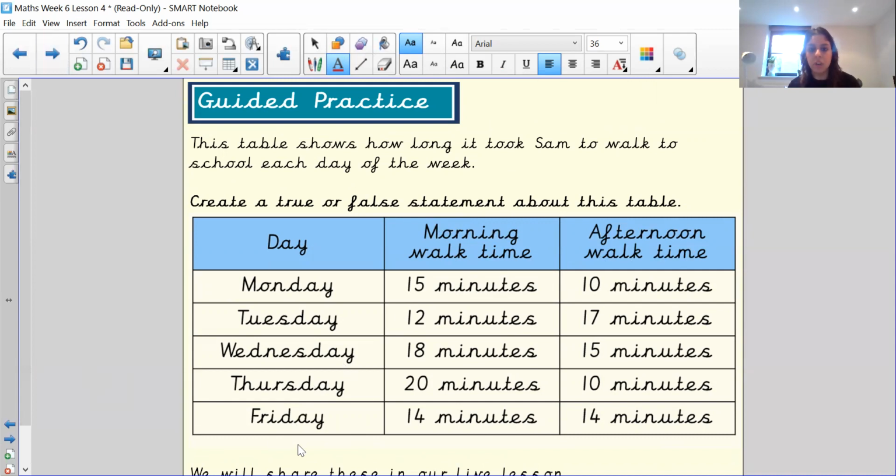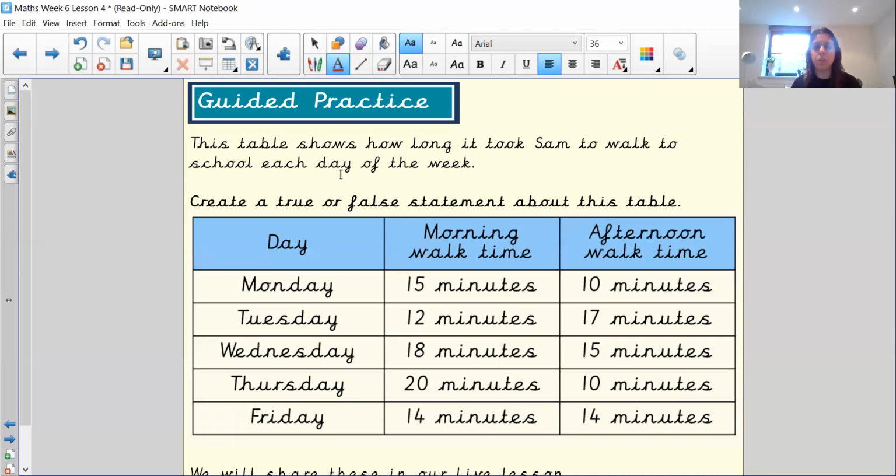So I'm going to say true or false: it took Sam the same amount of time on Monday morning to walk to school as it did for him to walk on Wednesday afternoon. And that is true, because I've got 15 minutes there and 15 minutes there.